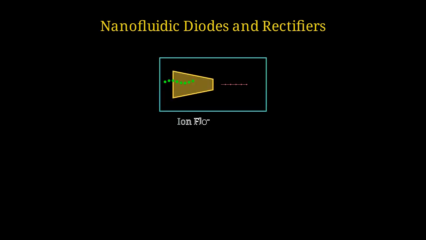Welcome to an exploration of nanofluidic diodes and rectifiers, where we'll discover how nanoscale channels can control ion flow like electronic components. Just like electronic diodes control electron flow, nanofluidic diodes control ion movement through nanoscale channels with remarkable precision. Let's start by understanding what nanofluidic diodes are and why they matter.